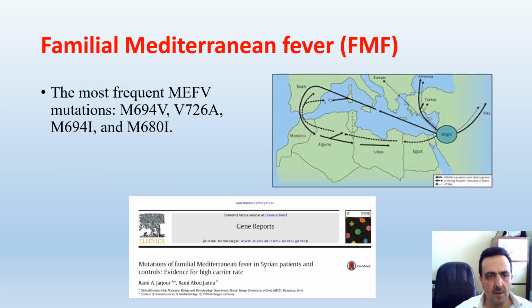Familial Mediterranean fever has a wide range of mutations. The most important mutation is M694V, and most of the studies actually say that familial Mediterranean fever is quite common here in the south of Syria, and from the south of Syria, it spreads to all other countries. This is one of the studies that I did about familial Mediterranean fever, and we found that Syria has the highest carrier rate in the world.